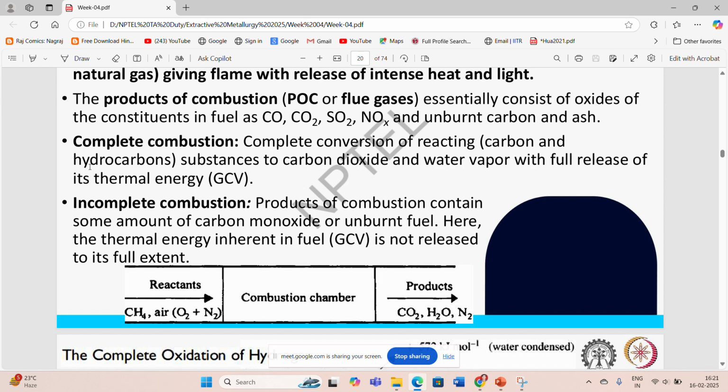Complete conversion of reacting carbon and hydrocarbon substances to carbon dioxide and water vapor with full release of its thermal energy is known as complete combustion. Incomplete combustion is when the products of combustion contain some amount of carbon monoxide or unburned fuel. If our fuel is producing 100% CO2, then we can say the fuel has been completely combusted. While if there is some presence of CO, or carbon monoxide, in the products of combustion, then the combustion has not completed properly, and it is known as the incomplete combustion process.